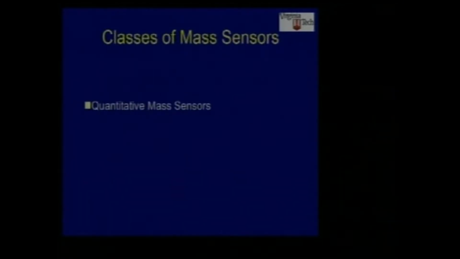The classes of these sensors could be quantitative, where you have some environment, there is some gas, poison or otherwise in the environment, or some fluid, protein, some bacteria and so on. But in that case, you want to find exactly how much is there, the number, essentially. What is the mass which is there? And I'm calling those quantitative mass sensors.